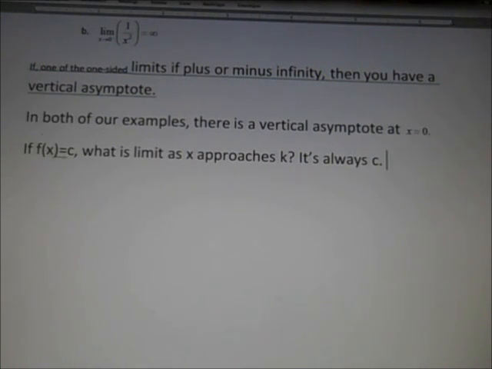So whenever you have a constant function, and you want to know what is the limit as x approaches anything, it's just that constant. Because remember, the limit is talking about y values. If the y values never change, that has to be the limit. So if you have a constant function, it's always just going to be whatever that constant is.